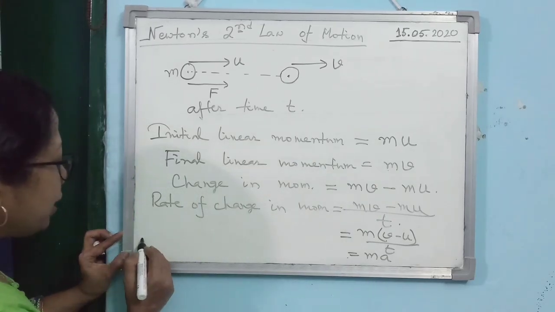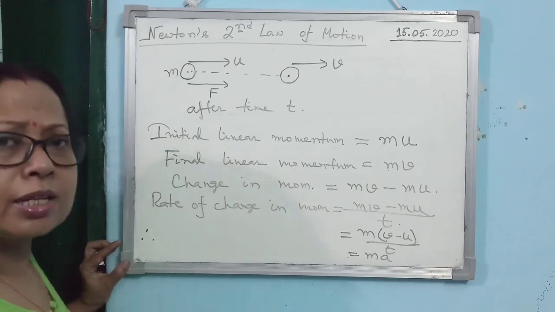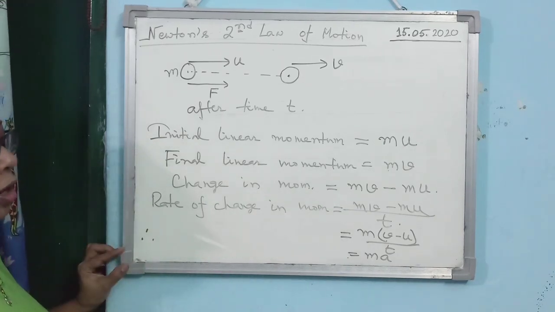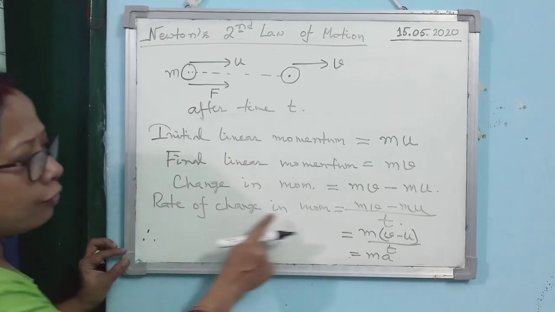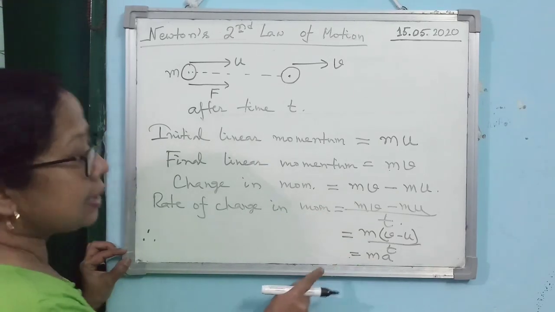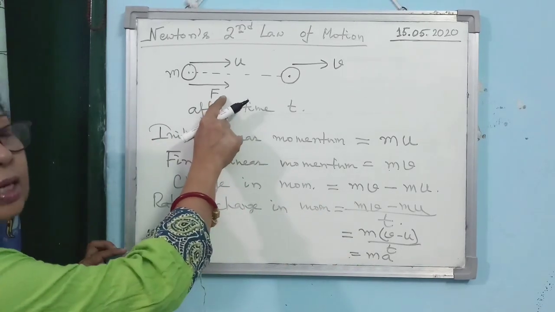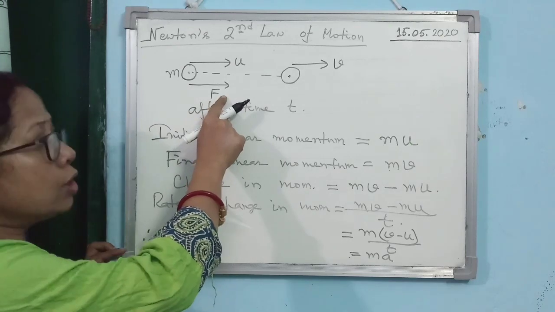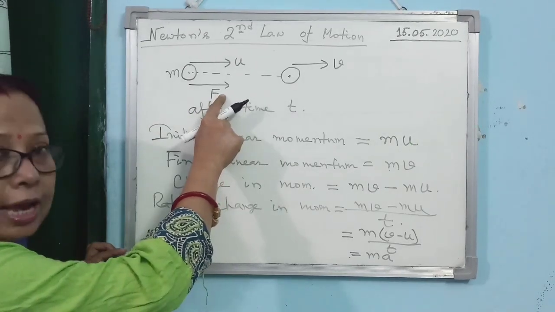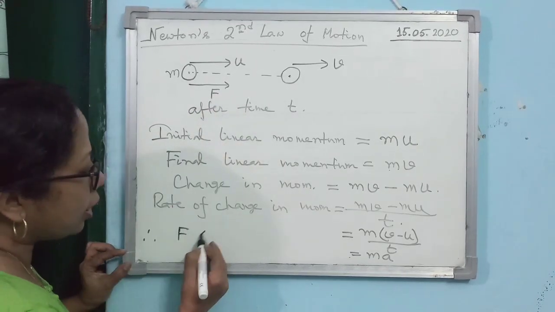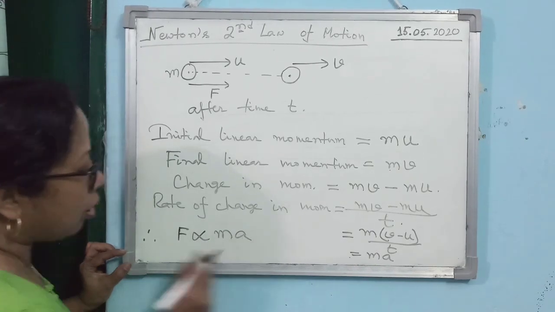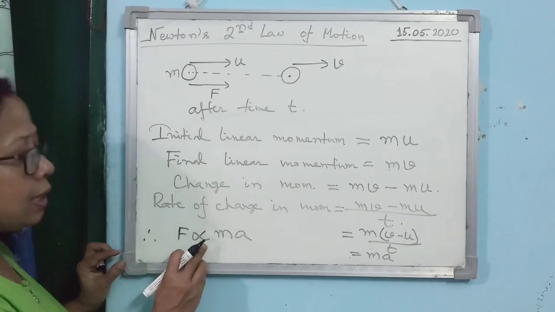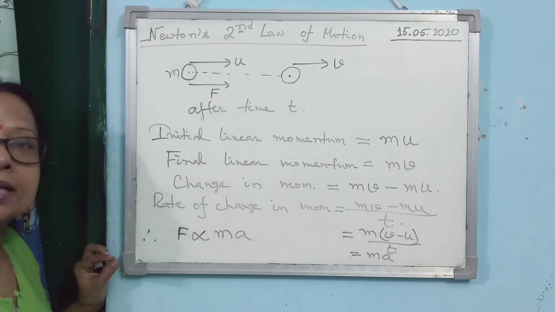Now, what is the meaning of Newton's second law? Newton's second law states that the rate of change in momentum is directly proportional to the force applied on it. So what is the force applied on it? F. So what can you write according to Newton's second law? F is proportional to mass into acceleration.